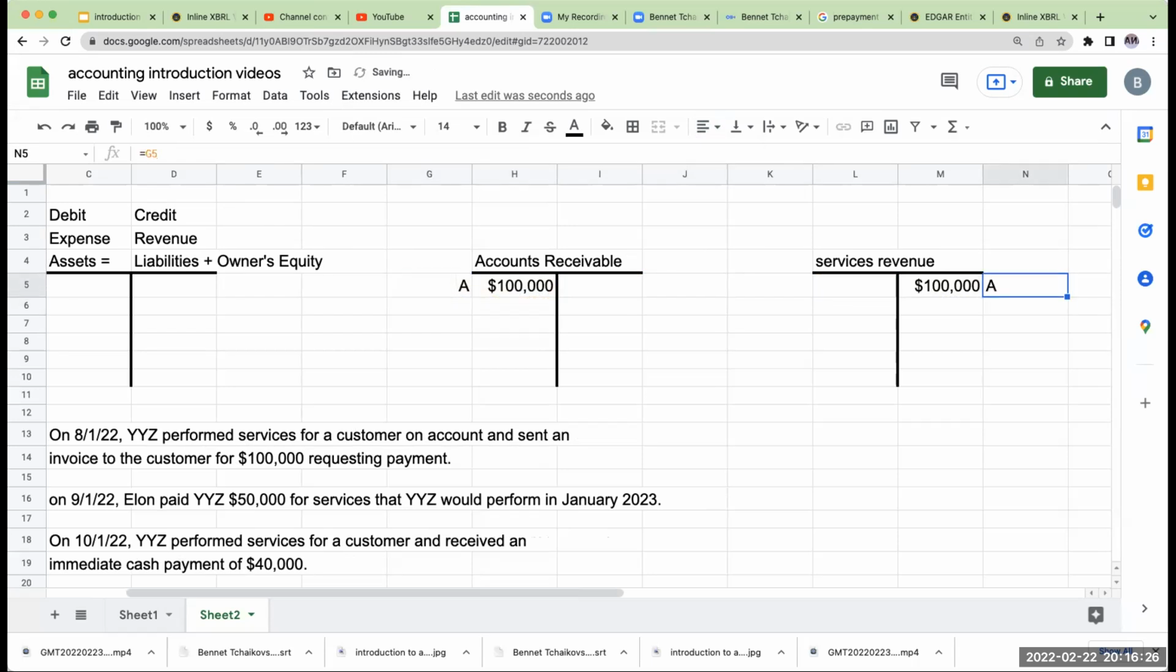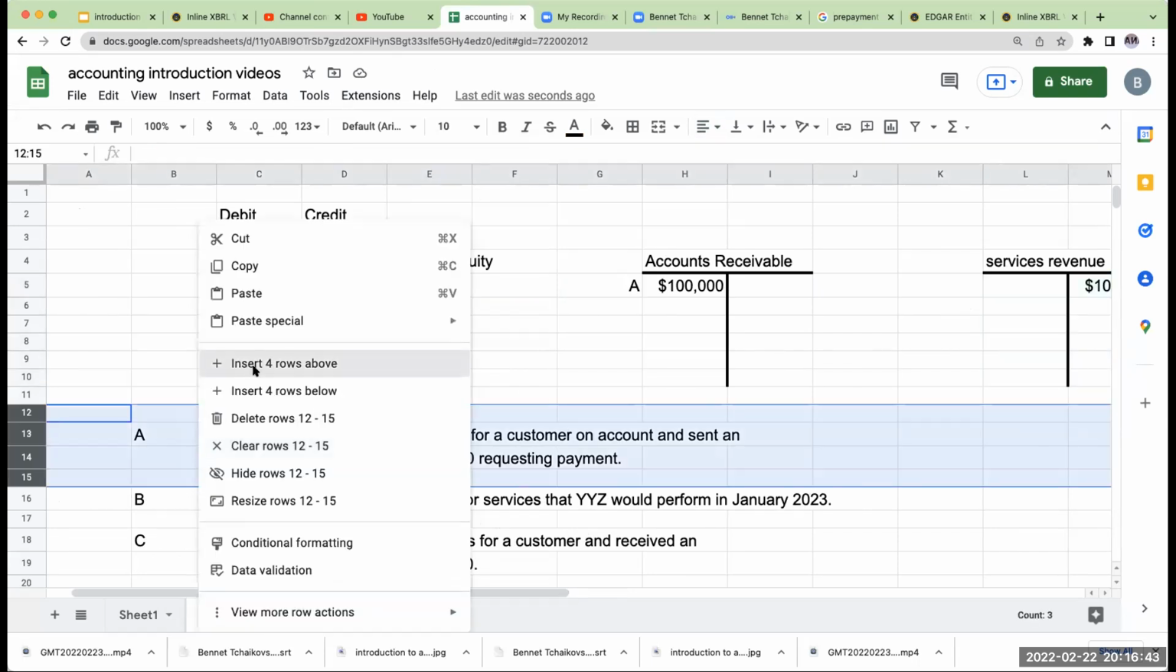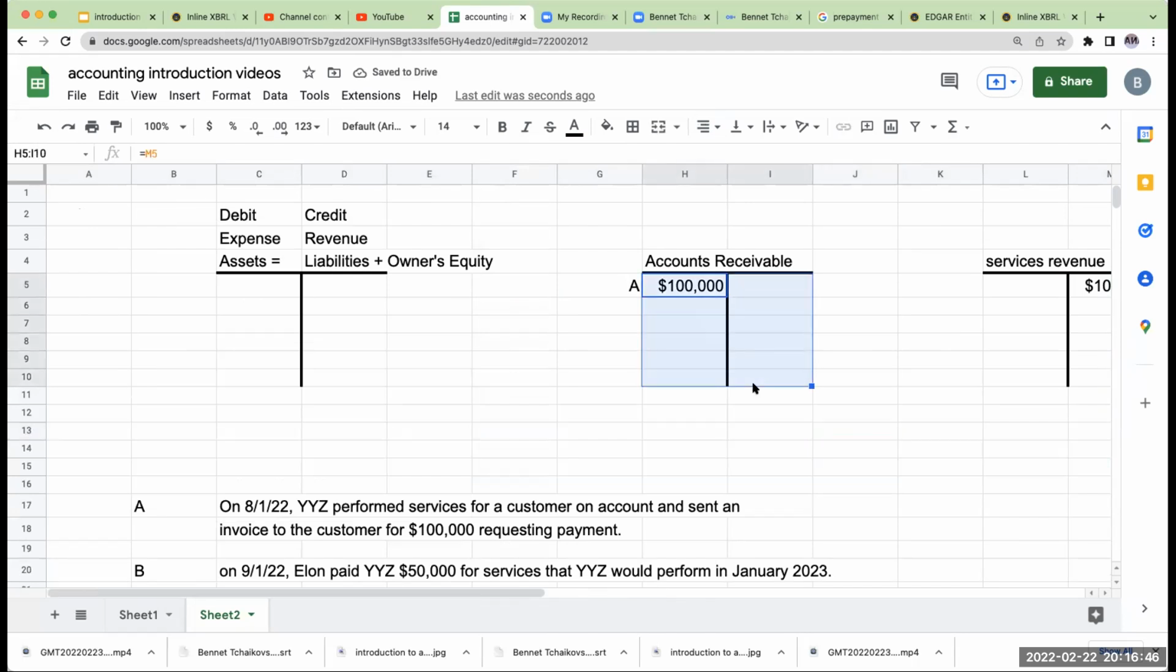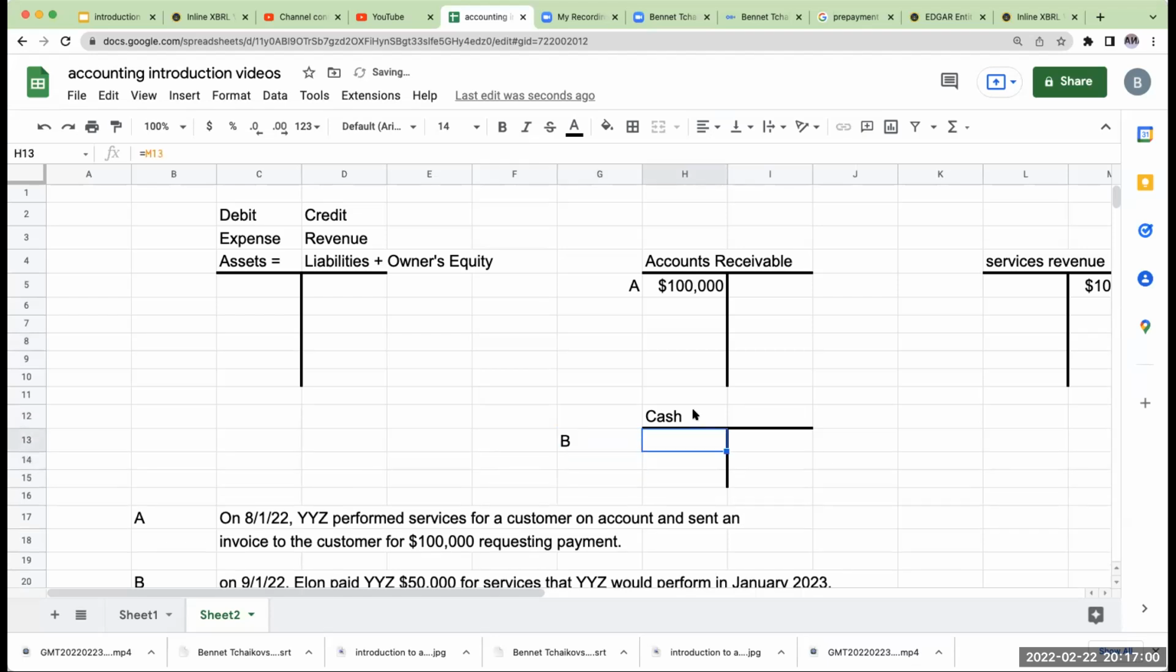Right over here, for my next item, on September 1st, Elon paid us $50,000 for services that I will be performing in the future. Can I record revenue? The answer is no. I cannot record revenue because I have not yet done the work. But am I going to turn down that cash? Absolutely not. So right over here, what I'm going to go ahead and do is I'm going to debit cash for transaction B because I'm receiving cash, and cash is an asset, for $50,000. So I'm debiting cash for $50,000.